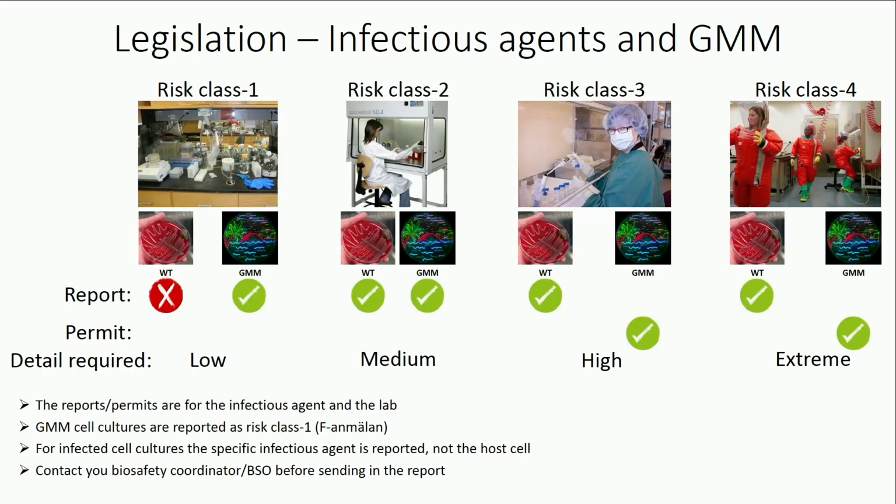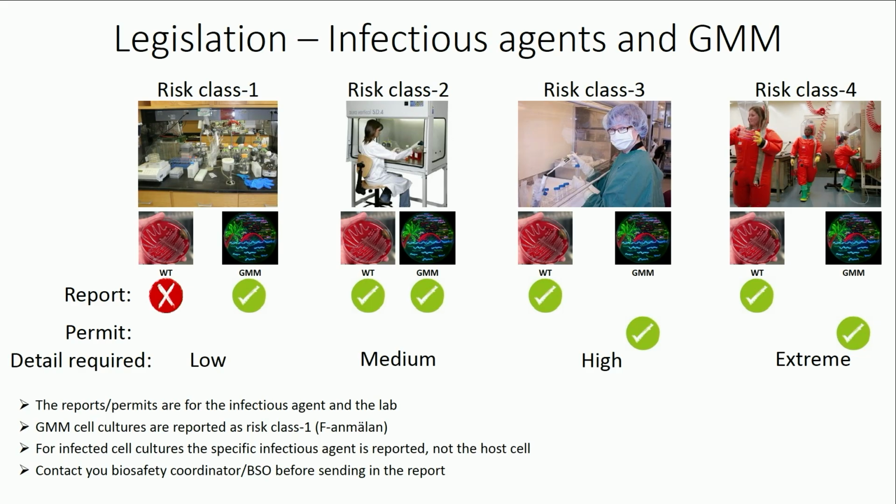If your research takes in this direction, the government wants you to report it. So this is a guide if you need to report it or not. If it's risk class 1 and it's wild type, you don't need to report it, right? Because let's face it, if you're eating yogurt in the morning, you're eating risk class 1 microorganisms. And you don't need to tell Arbetsmiljöverket when you're eating yogurt, so that's good.